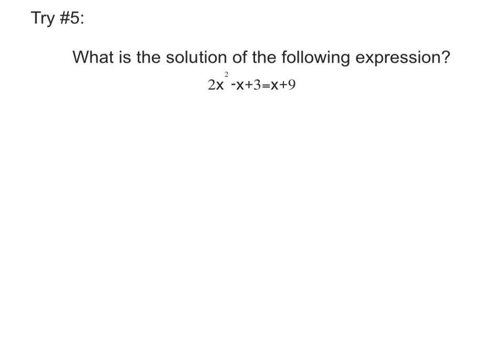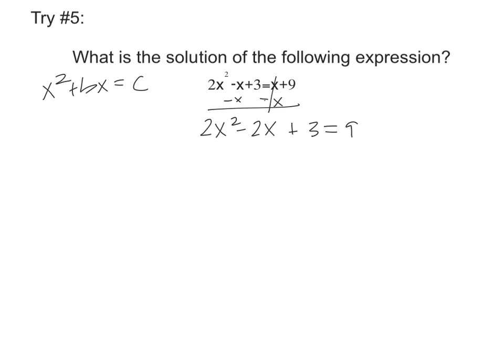Alright, so again, we need to first get this into x squared plus bx equals c form. The deal is c is not the only thing on the right hand side, meaning 9 is not the only thing on the right hand side, so we need to subtract x on both sides. So we're left with 2x squared minus 2x plus 3 equal to 9. And again, that's still not in that correct form because we need to move the 3 over. So I'm going to subtract 3 on both sides. And I'm left with 2x squared minus 2x equal to 6.